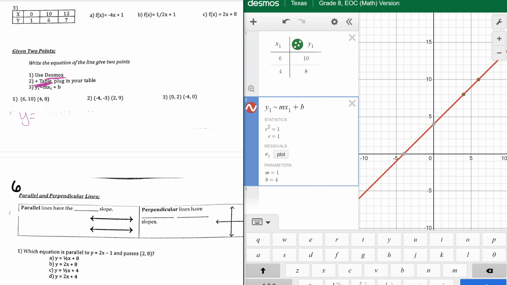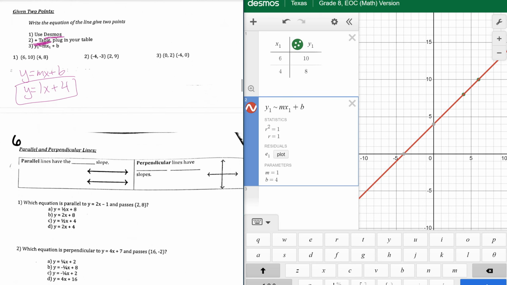Y equals, I'll just write it out originally, mx plus b. But instead of the m, we just found it on the calculator. That's a 1x. And then instead of the b, it's a 4. So it's y equals 1x plus 4. All right, you can pause and do the next 2, or you can come back and do them in a moment.